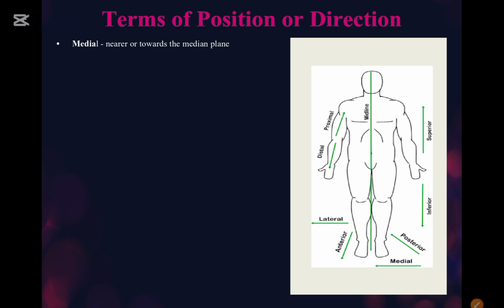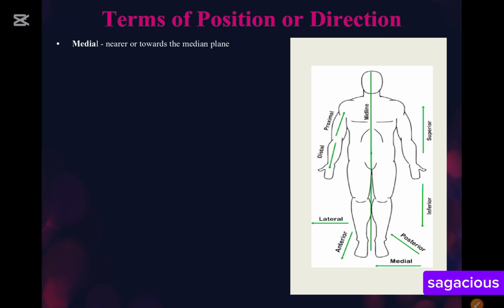First, we have the medial, nearer or towards the median plane. So anything that is medial means it is nearer to the median plane. So what is the median plane? We said medial is nearer or towards the median plane. Example, the eye is medial to the median plane than the ear.